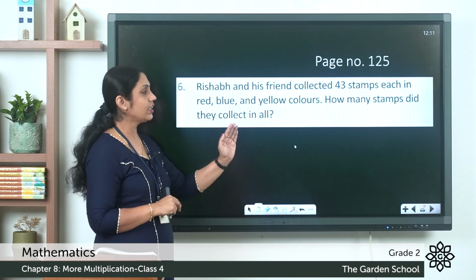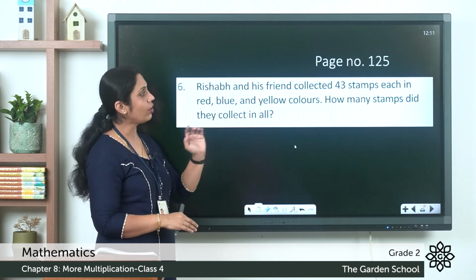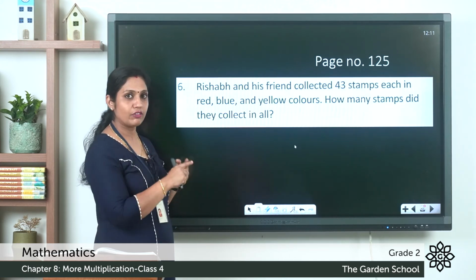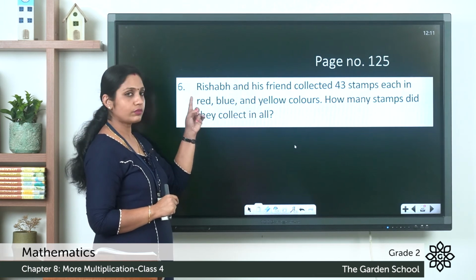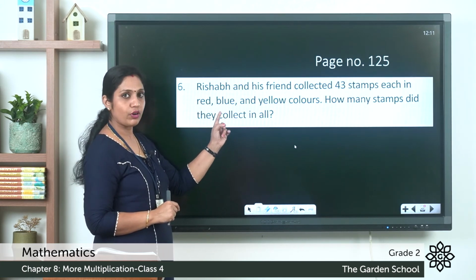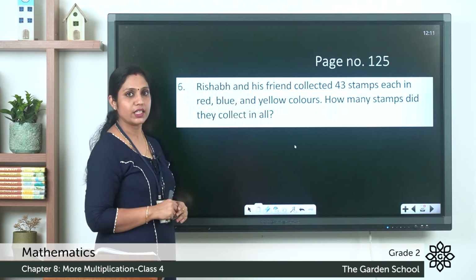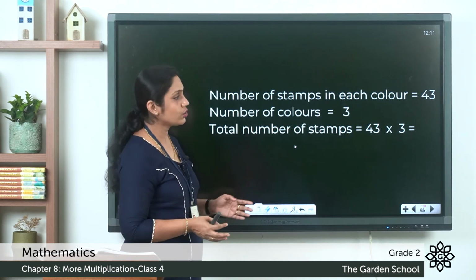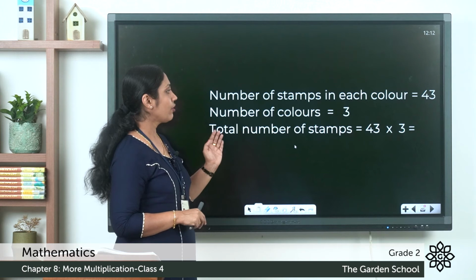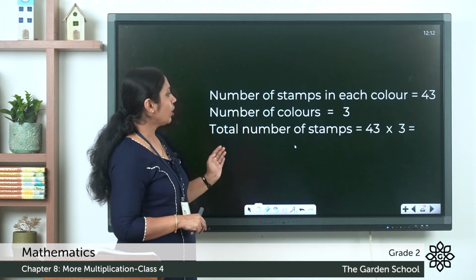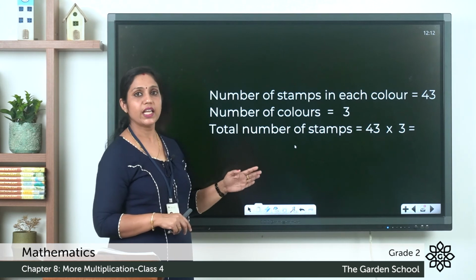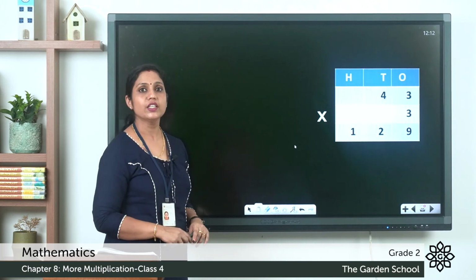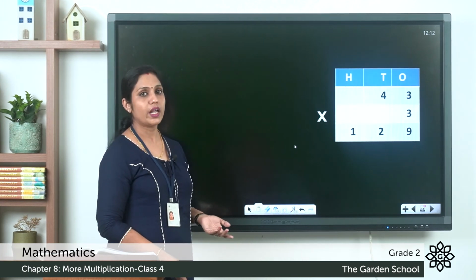So, in each color, they have 43. So, we have to multiply 43 into 3. You can see here there are 3 colors. No other numbers are given. So, you have to find out like that. Here in red, they have 43 stamps. In blue, they have 43 stamps. In yellow, they have 43 stamps. So, the number of stamps in each color is equal to 43. Number of colors is equal to 3. Total number of stamps is equal to 43 into 3. So, how much is 43 into 3? It is 129. So, the total number of stamps is 129.